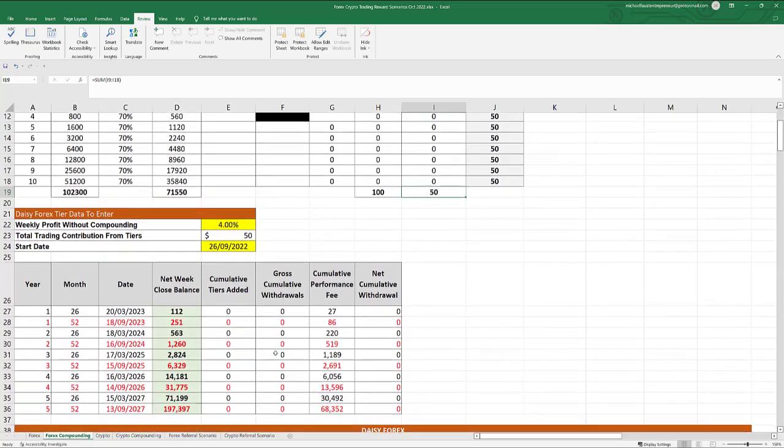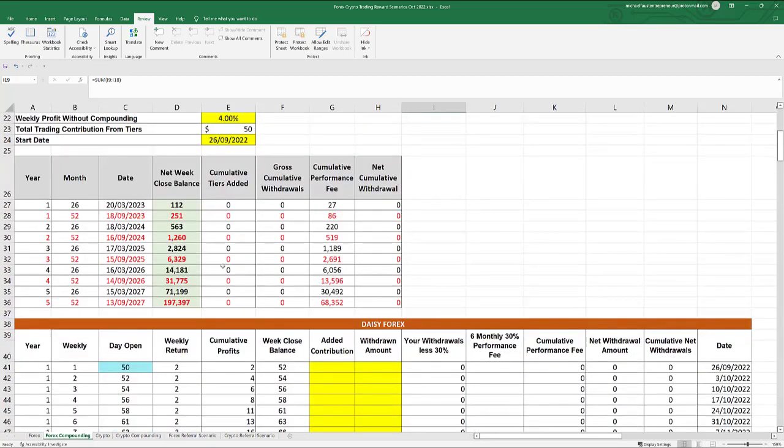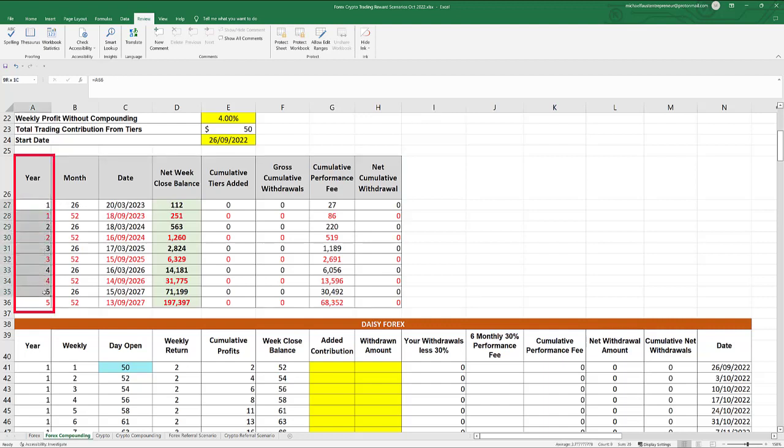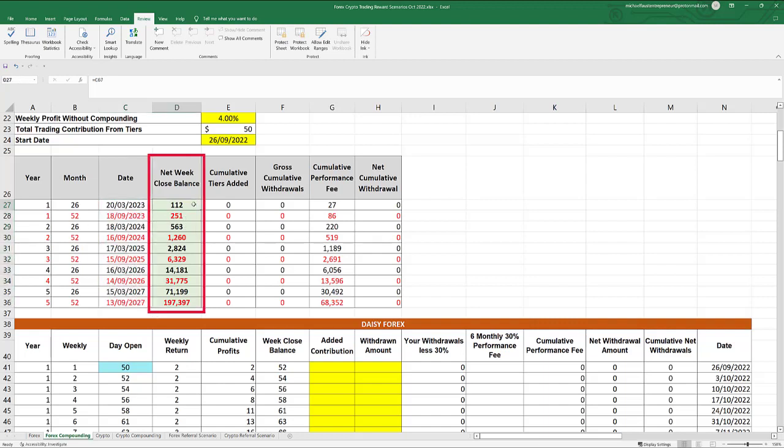If we look at a summary of what would happen over 5 years, you can see here that we have the year from 1 to 5 and 26-week intervals. So mid-year and end of year for each of those 5 years, and what the date would be at the end of 26 weeks and 52 weeks for each of those years. What we also have is what your closing balance would be.